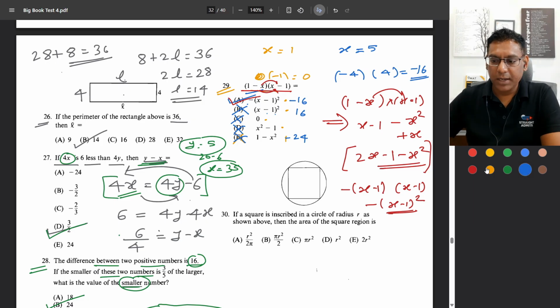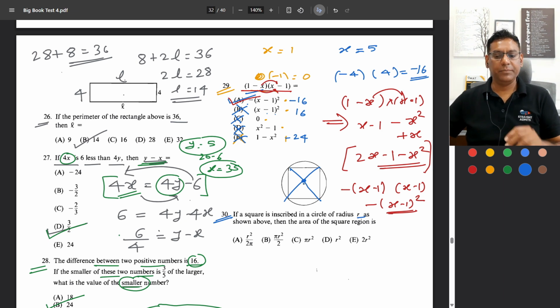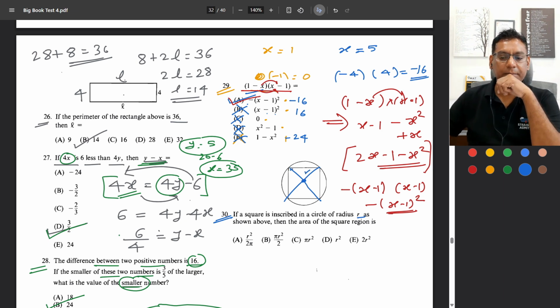Okay, let's look at last question, question 30. If a square is inscribed in a circle of radius r, okay, so this is a circle of radius r. Whenever a square is inscribed, the center of the square and center of the circle are the same, right? So this radius is r. These are obviously 90 degrees, okay? And this is a symmetrical figure. Then the area of the square region.